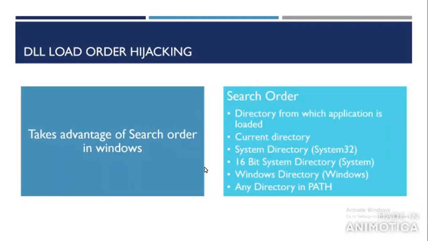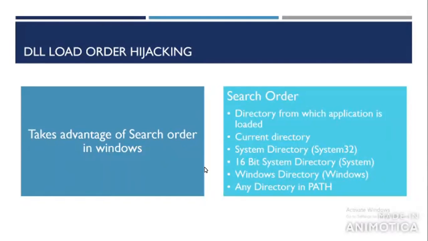The first place the program looks is the directory from which the application is loaded. The second place is the current directory. The third place is the system directory, which is system32. The fourth place is the 16-bit system directory, which is system. The fifth place is the Windows directory, and the last is any directory present in the PATH.